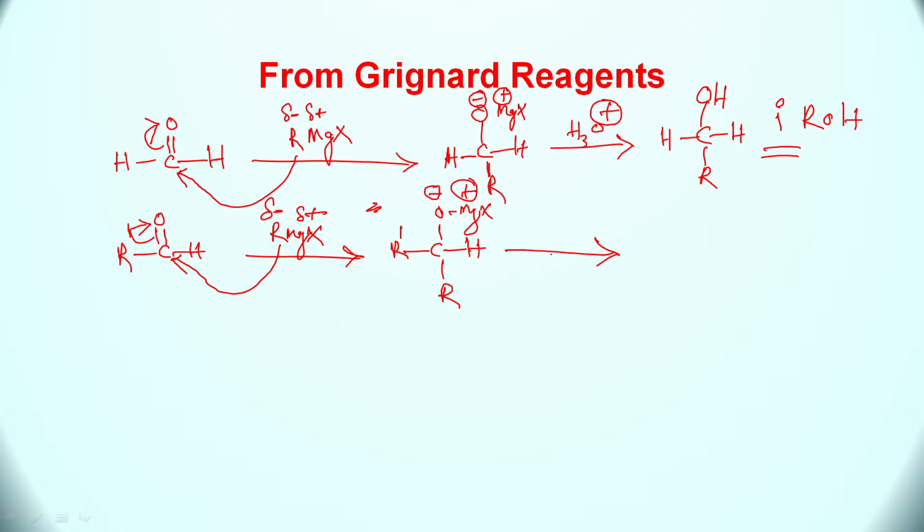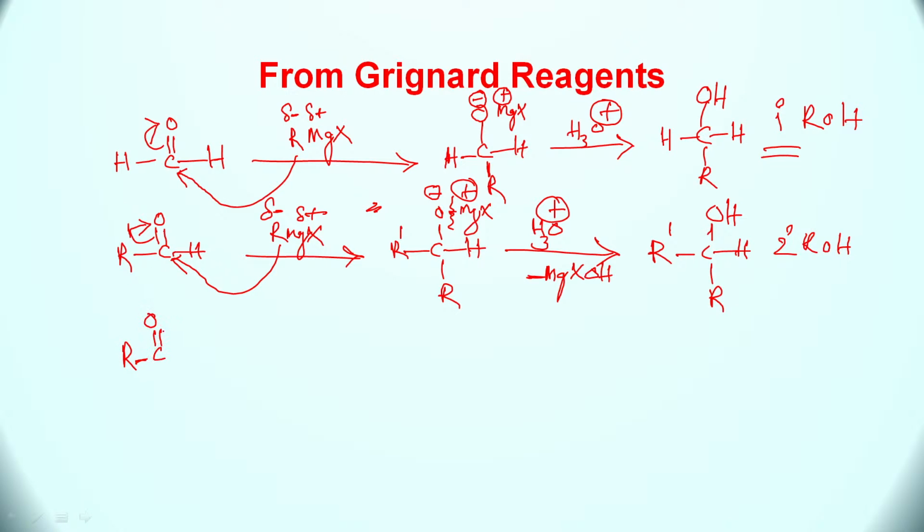Upon acidic hydrolysis, same mechanism, H3O plus, when you treat with acid, R dash, and here there is a breaking of the bond. So here there is attachment of H, and here there is attachment of OH. So you will get OH here, and this is hydrogen, and this is R. Here there is a removal of MgXOH. It's a secondary alcohol.